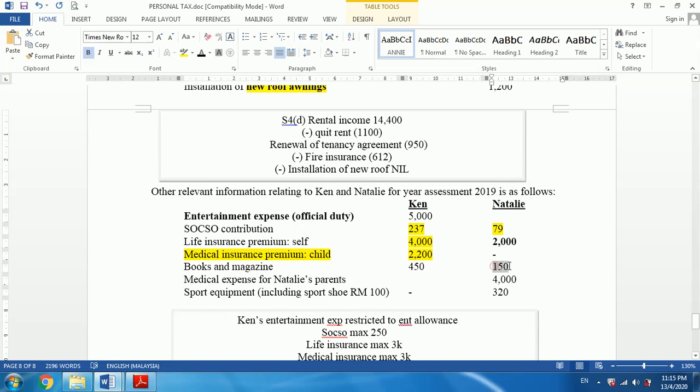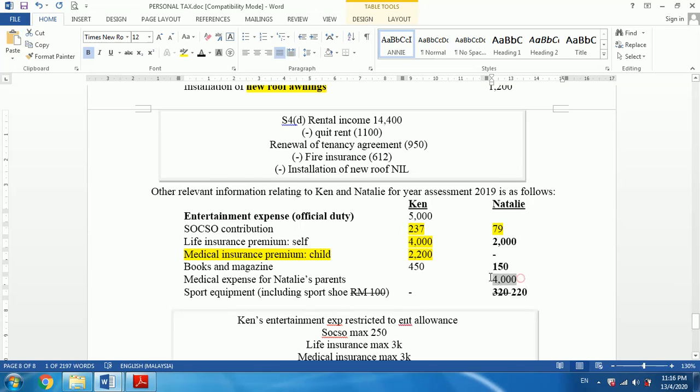For her books and magazine, this part I want to highlight together with you. Books and magazine together with the sport equipment, these two are under lifestyle. But for the sport equipment, be careful. The sport shoes in 320 included sport shoe 100, so the 100 you should ignore. In this case, you can't record 320. You should record 320 minus 100, which is 220. So your sport equipment, be careful, not 320 but 220, plus 150. You can take all because it's within the maximum of lifestyle.